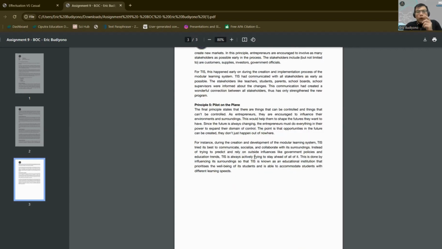Finally, principle number 5 is pilot on the plane. Again, this principle encourages the entrepreneur to control things that we can control. Obviously, there are things that we can control and things that we cannot control. As a school, we believe there are many things that we can control, and other things that we cannot.